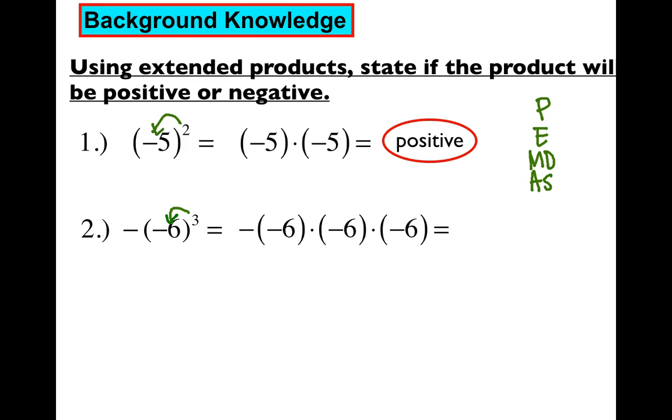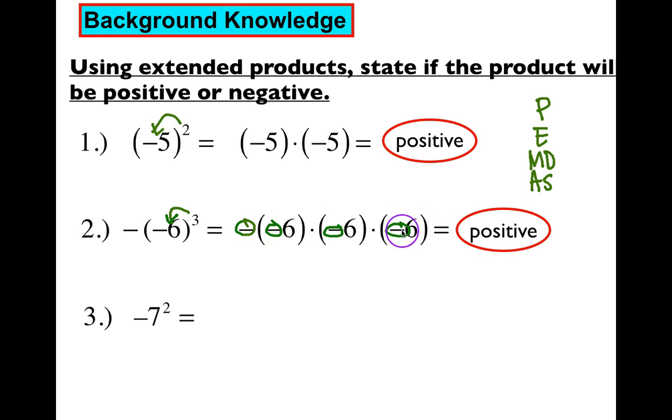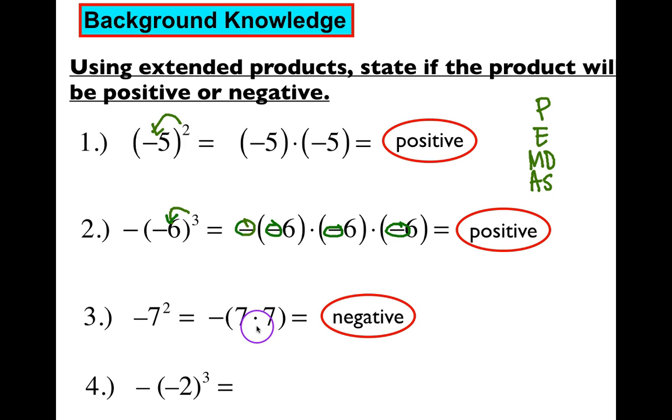So here, I like to pair up my negatives so that I know what's going to become positive. This is going to become a positive number because a negative times a negative is positive. This will become a positive because a negative times a negative is positive. So here, my answer is a positive. Okay. What about number 3? Well, we would read it as the opposite of 7 squared. So if we took 7 squared, we're going to take the opposite of it. So we're going to mark that on the outside. So here, my answer is going to be a negative answer.